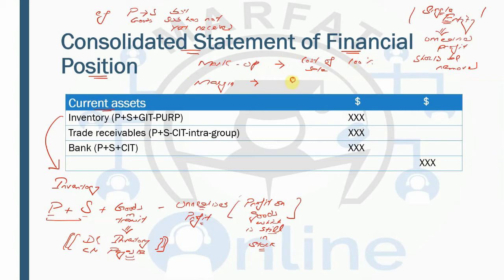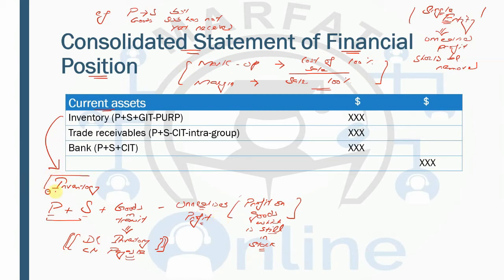And in the margin, the sale is 100%. So you need to remember this basic accounting concept, which you studied in your incomplete records, and that will be applied over here, that markup or margin thing. So you have to calculate this unrealized profit, and that is going to be removed from the group inventory.